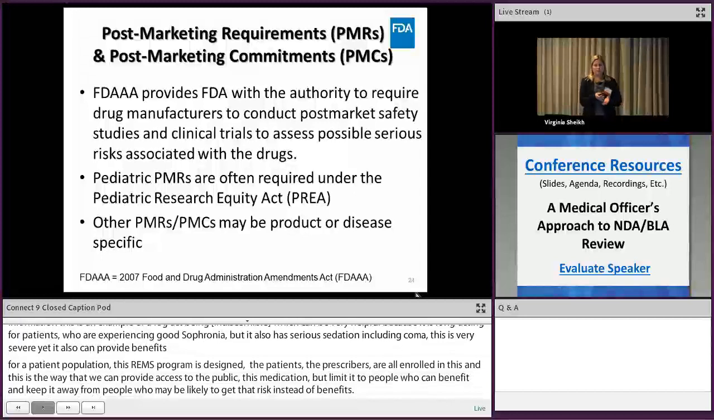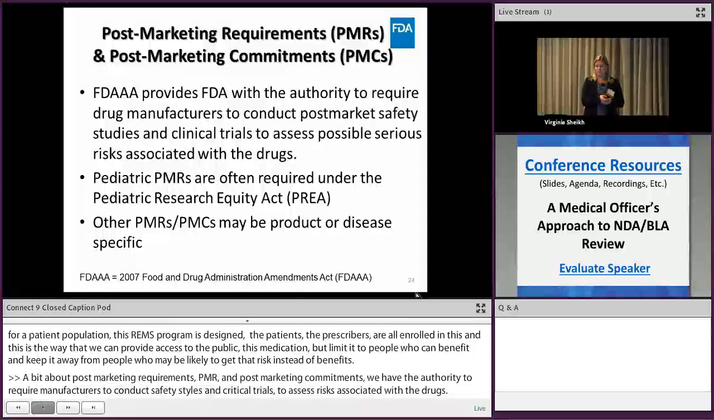So a bit about post-marketing requirements, PMRs, and post-marketing commitments. We have the authority to require drug manufacturers to conduct post-marketing safety studies and clinical trials to assess possible serious risks associated with drugs. Frequently, we have pediatric PMRs. They're often required under the Pediatric Research Equity Act, or PREA. And then other PMRs or PMCs might be product or disease specific.